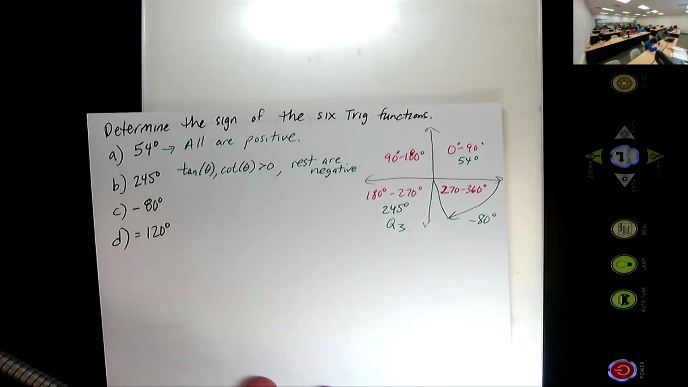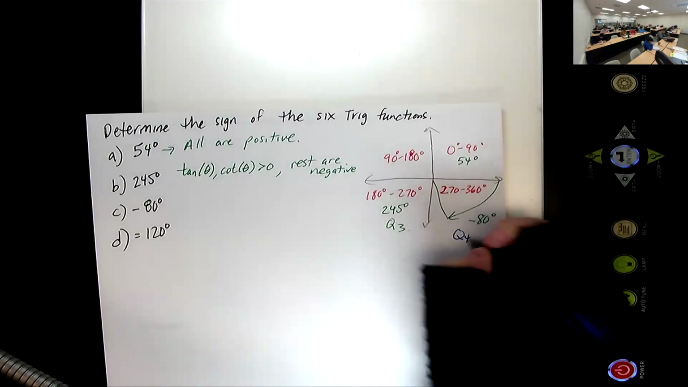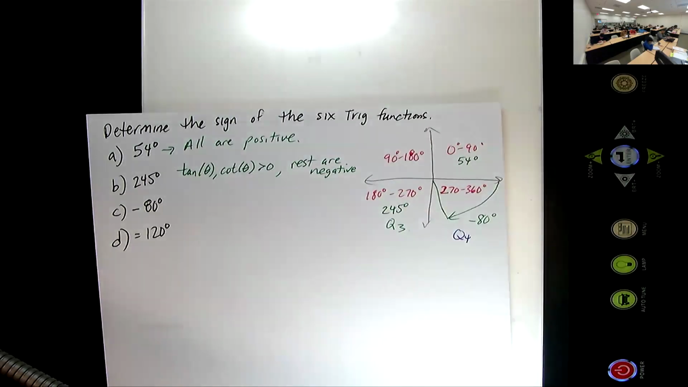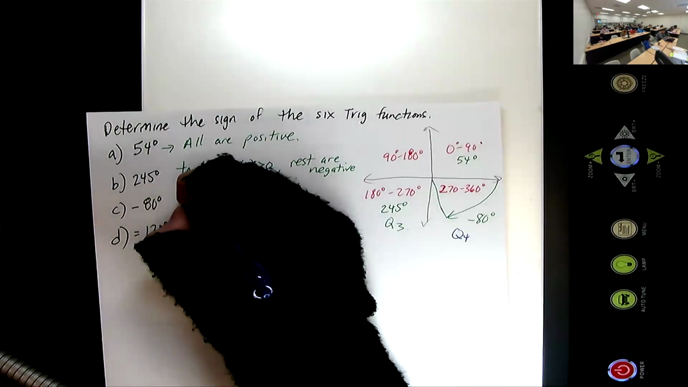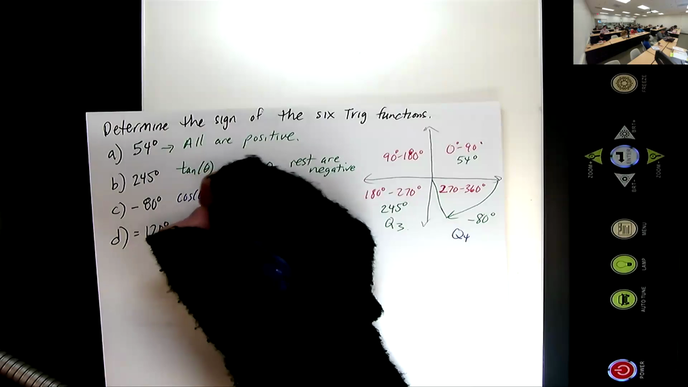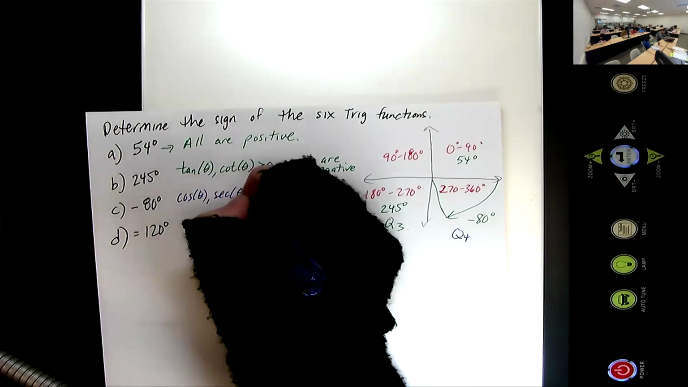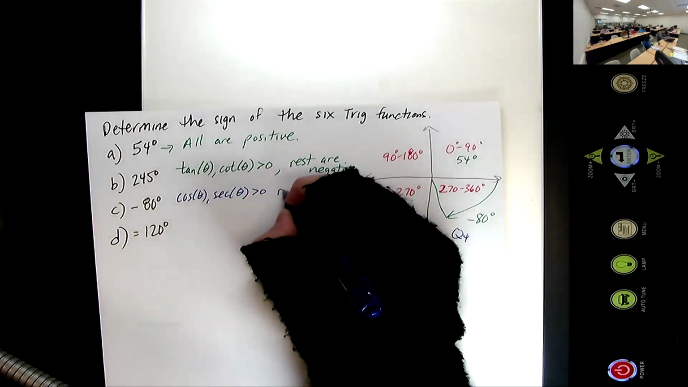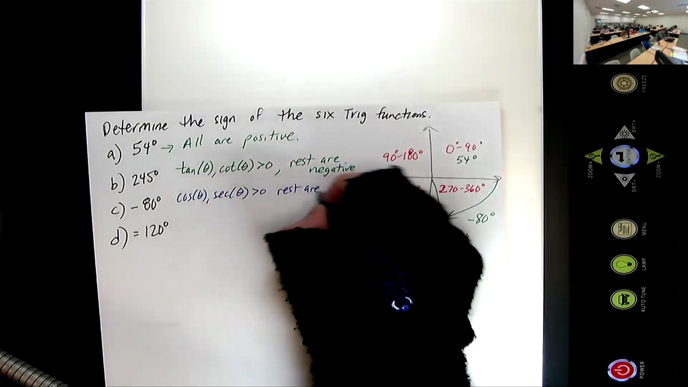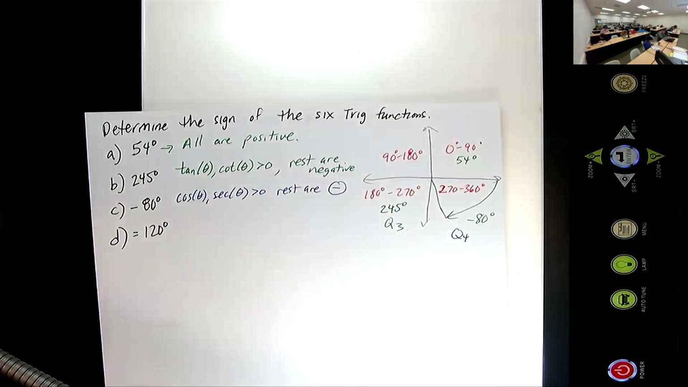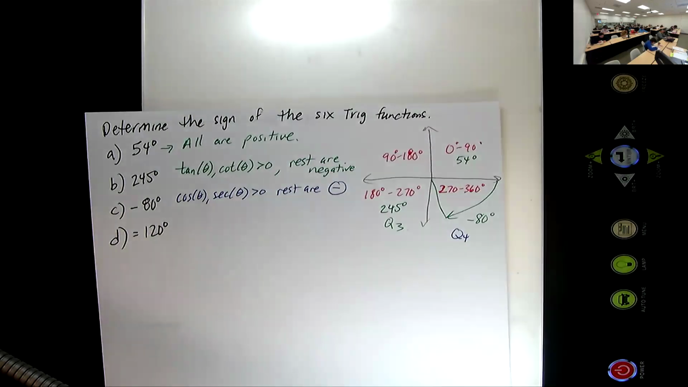Negative 80 degrees, what quadrant are we in? 4. We're in quadrant 4 for that one. What's positive in quadrant 4? Cosine and its reciprocal. Cosine theta and secant theta are greater than 0. The rest are negative. I'm going to put a negative minus sign in this circle, like a battery sign.